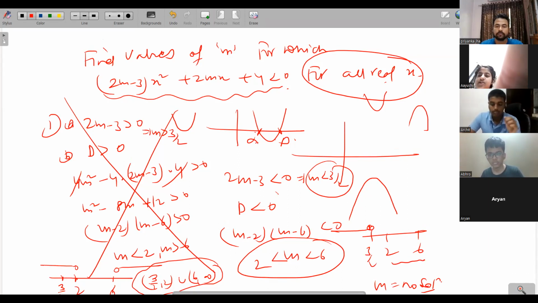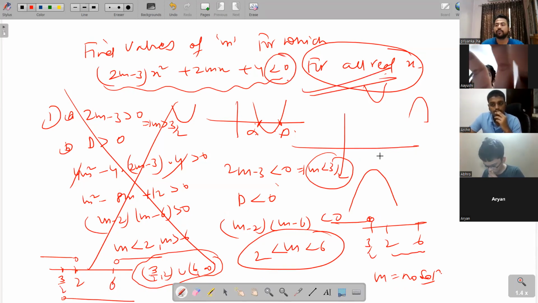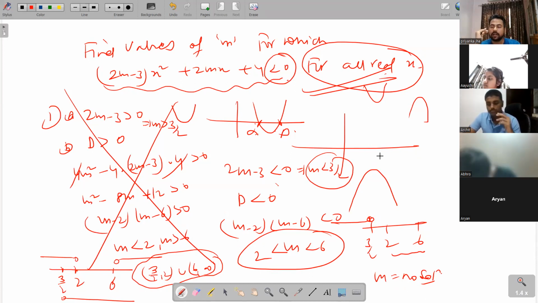So, sir, is it mentioned that it will be negative in the question? It is mentioned. See, here in the question, this is always negative for all x. For all values of x, the graph of this quadratic must lie below the x-axis.